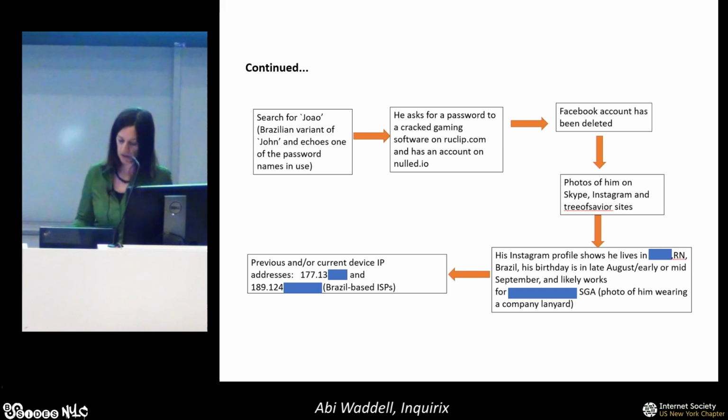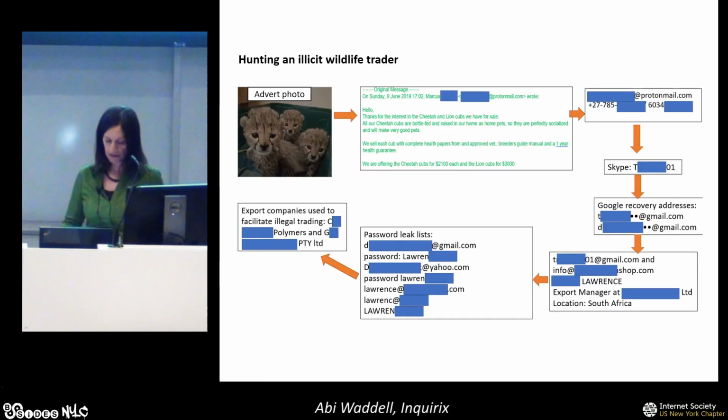Searches of the Brazilian equivalent of John, along with other information, led to a reference where a user, by these details, asked on a forum for a cracked version of some gaming software, and also led to an account on the hacking forum Nulled. Although the previous Facebook profile had been deleted, it was still possible to locate his Skype and Instagram profiles where there were a lot of photos of him. The Instagram profile revealed his birthday, his probable work employer, and his hometown in Brazil. And this is also corroborated with the IP addresses found in the password leak lists.